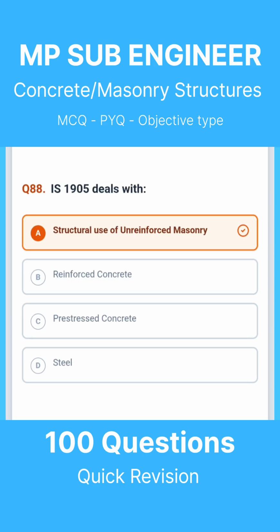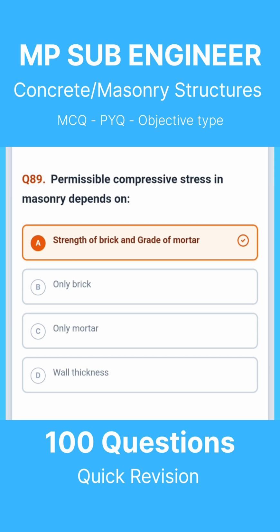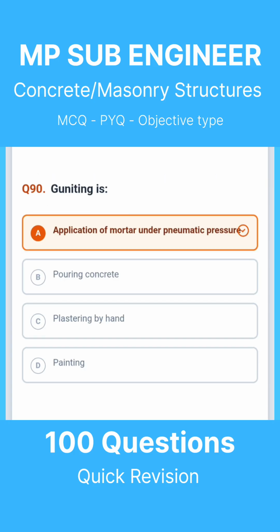Question 88. IS 1905 deals with. The correct answer is structural use of unreinforced masonry. Question 89. Permissible compressive stress in masonry depends on. The correct answer is strength of brick and grade of mortar. Question 90. Gunniting is. The correct answer is application of mortar under pneumatic pressure.